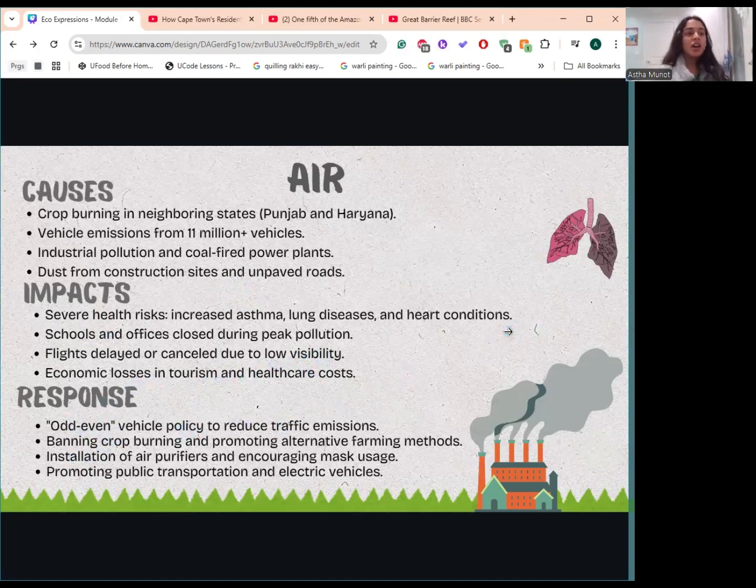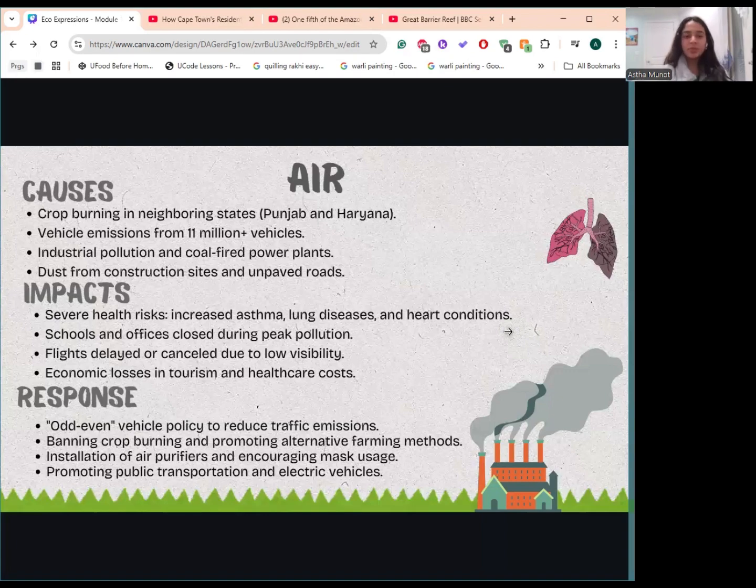What this policy does is that number plates that end with even numbers and odd numbers are only allowed to be used on certain days. Number plates that start or end with an odd number are only allowed on the streets on certain days, whereas if it's an even number, then they're only allowed on the streets on the other days. This helps reduce the number of cars that are emitting pollution and contributing to air pollution.